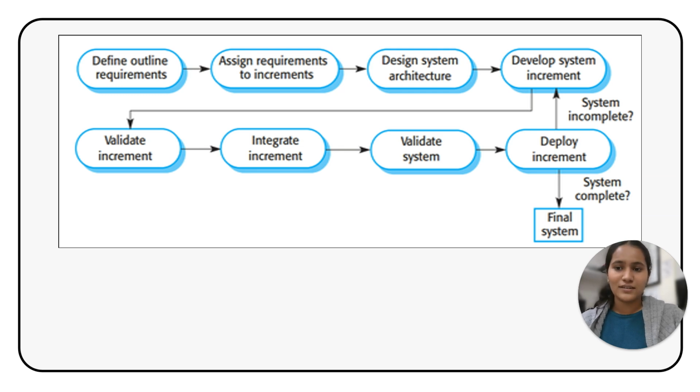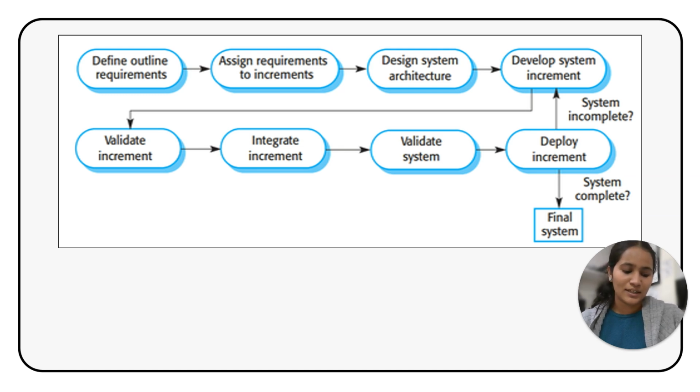Then comes the deployment of the increment. When we deploy it to the final world, it decides whether the system is complete or incomplete. If the system is complete, then the final system is delivered, or if it is incomplete, it goes back to the develop system increment stage. Now let me discuss the advantages and disadvantages of incremental delivery.